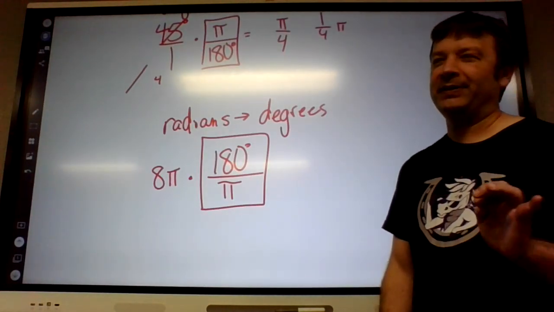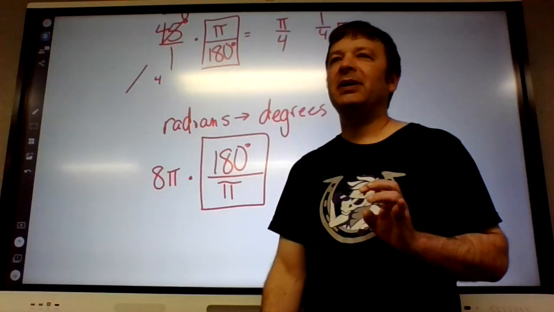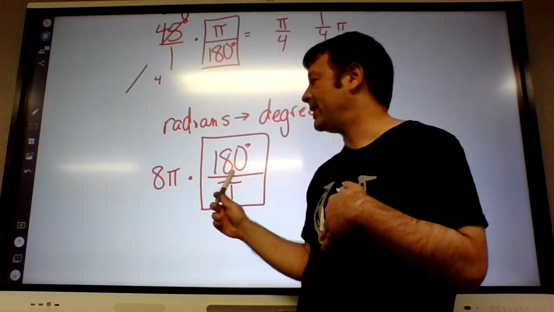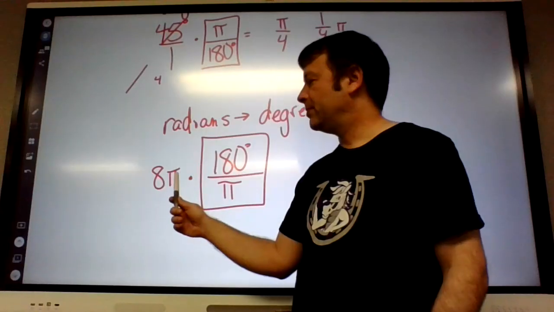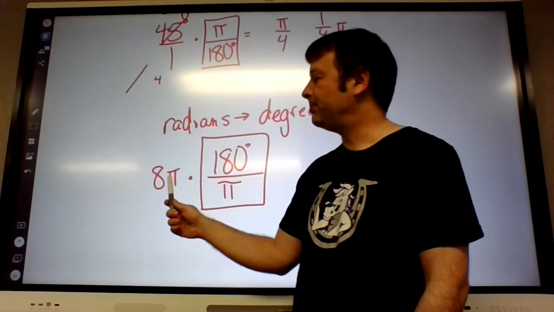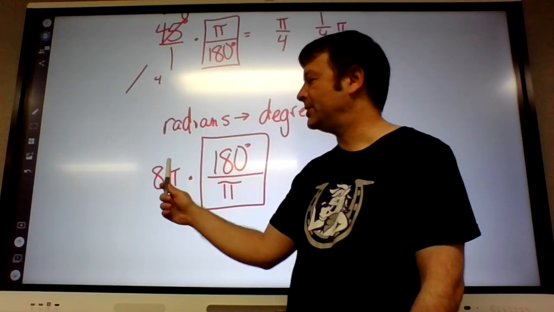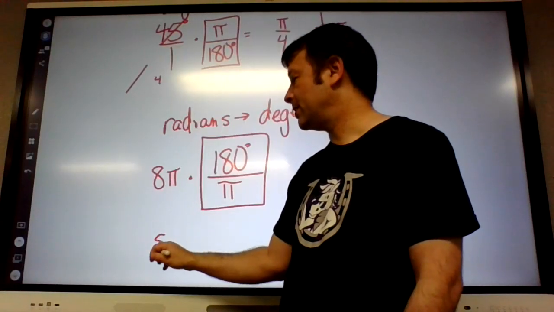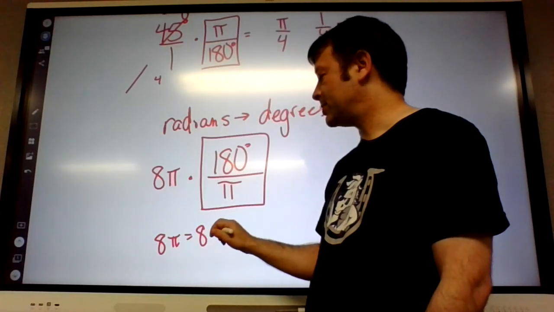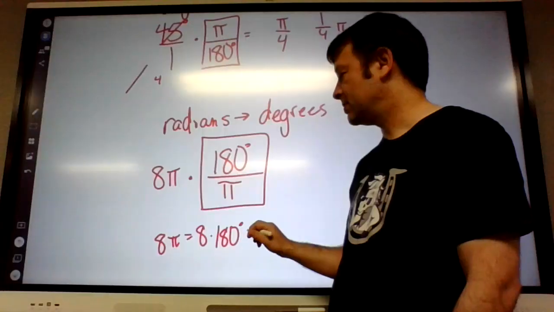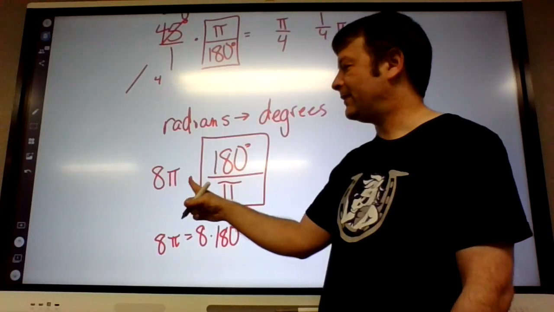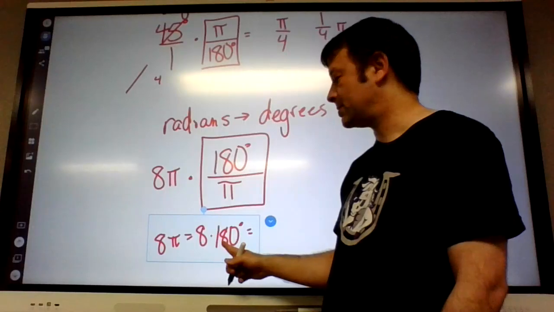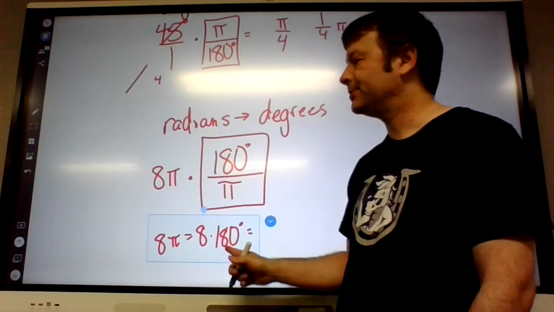Okay, however, this is taking a while. There is a trick for these. You don't have to use this. Basically, if there's a pi in the radians, you can just turn that into 180. So 8 pi equals 8 times 180 degrees. If they don't have the pi symbol, you have to use this. But if they do have the pi symbol, you can just change it into 180 degrees.